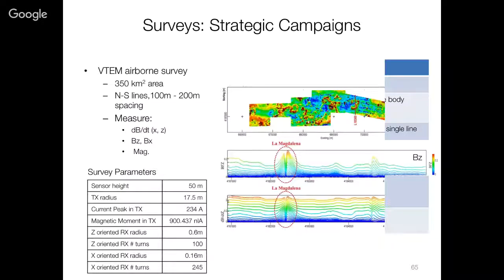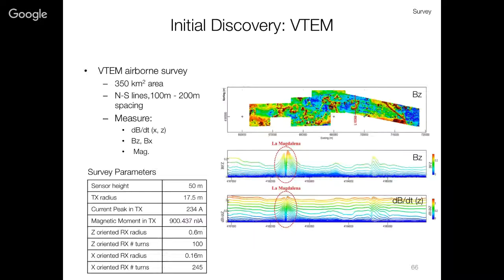So the initial discovery was a VTEM survey. Here is the map of the BZ component. As I said, there's 350 square kilometers. The system actually measures dB/dz or dB/dt, but it can be converted to B. Across this line here, you can see there's this great big anomaly that's sitting up here. That's in the BZ component, and dB/dt looks like that. So there's your initial potential discovery that they're going to follow up.